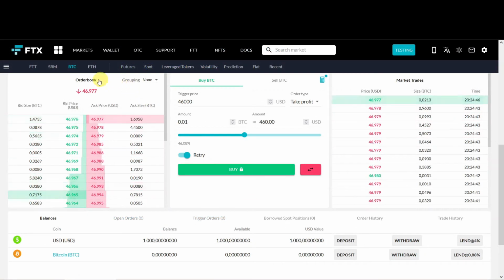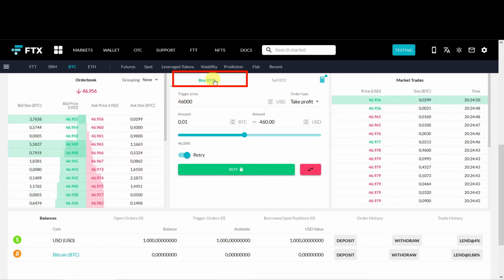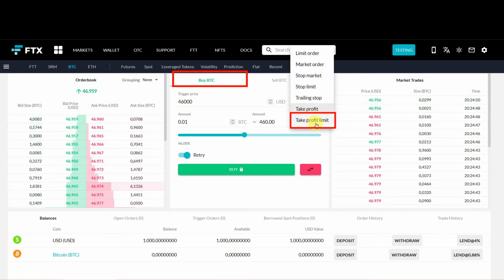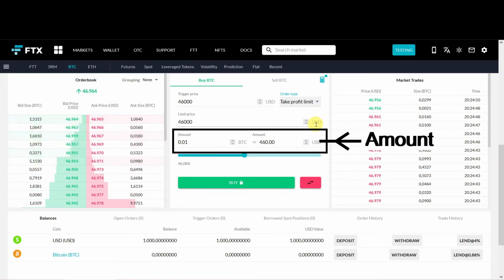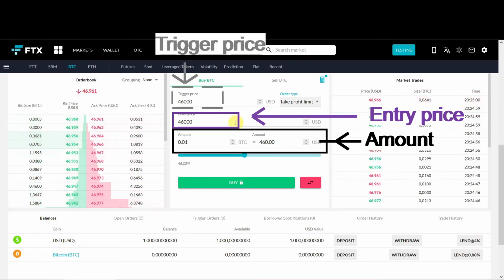And we're looking at Bitcoin around the $47,000. And if you want to buy, you make sure you're in the Buy tab. And then you select the take profit limit order. And in the black box, you have to fill in the amount. In the purple, you have to fill in the entry level. And in the dotted gray box, you have to fill in the trigger price.